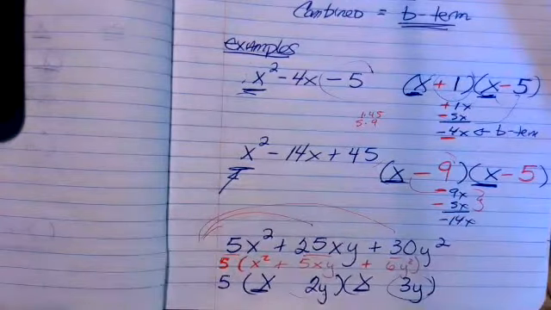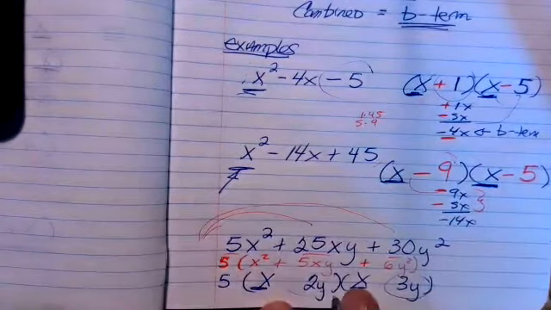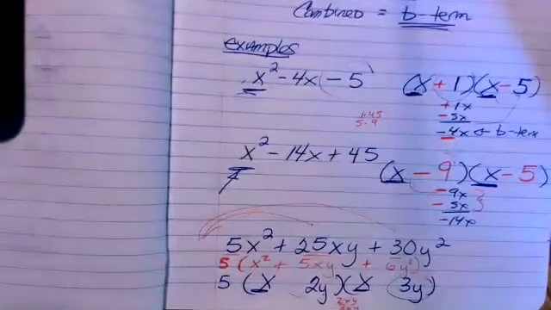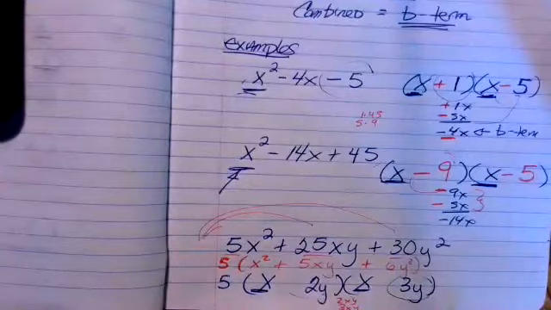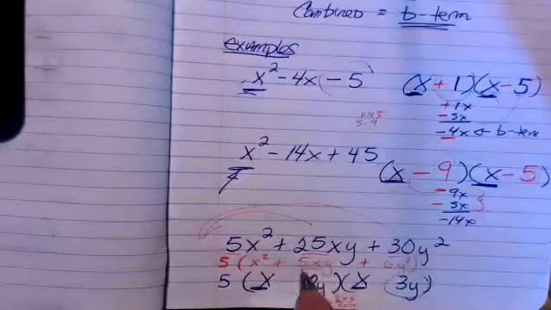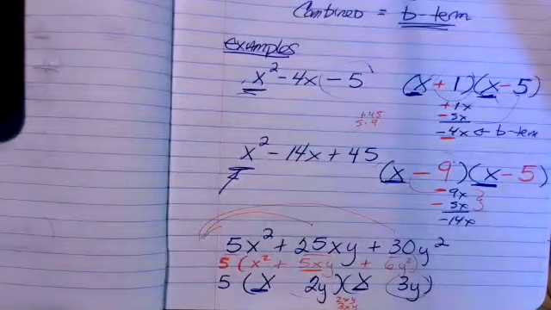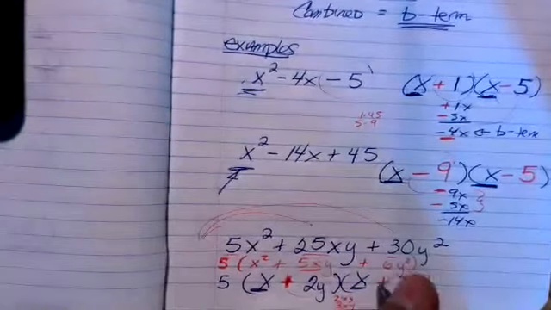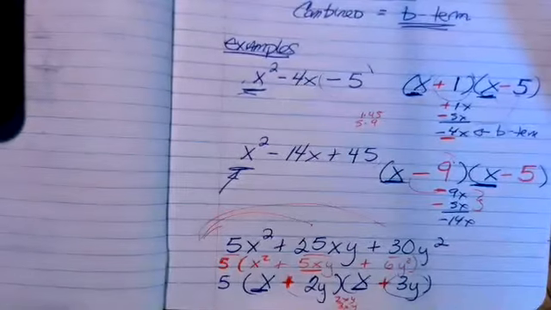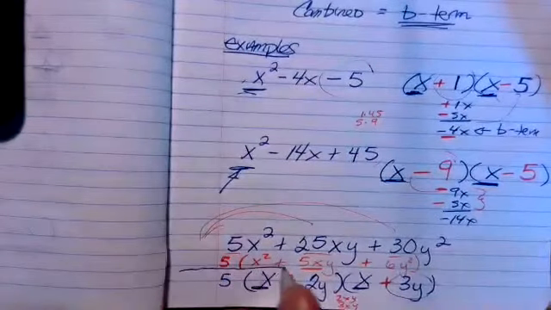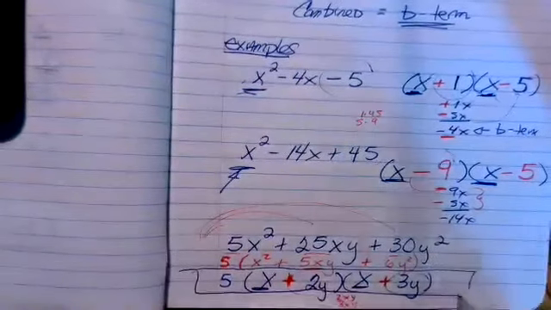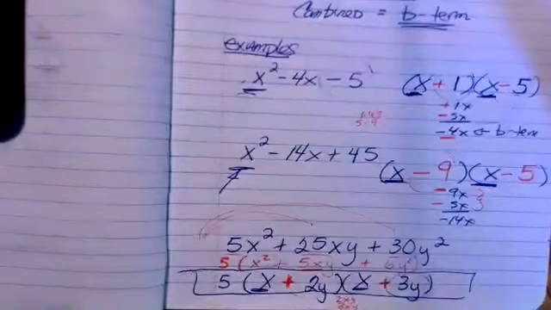I look at the inners and outers, which I have limited space here. It looks like I'm going to have 2xy and 3xy, my inners and my outers, which will give me the 5xy that I was looking for. And since it's a positive 5xy, this has to be a positive 2 and a positive 3. So my final answer is 5 times (x plus 2y) times (x plus 3y).